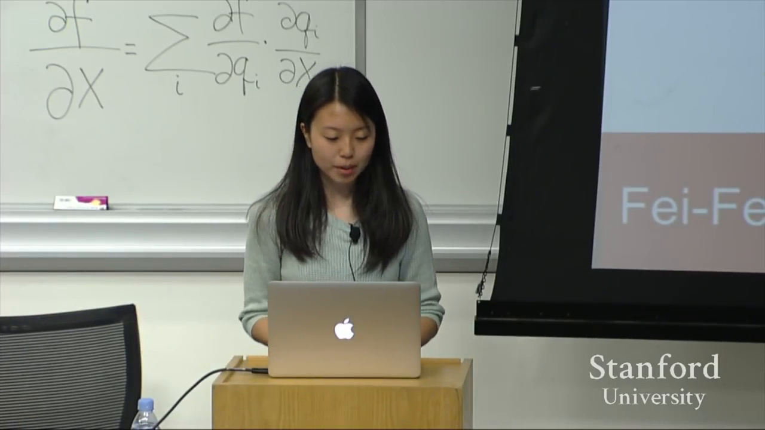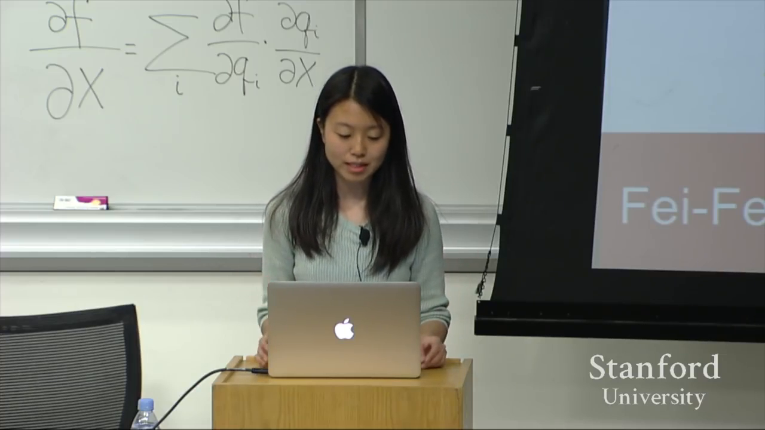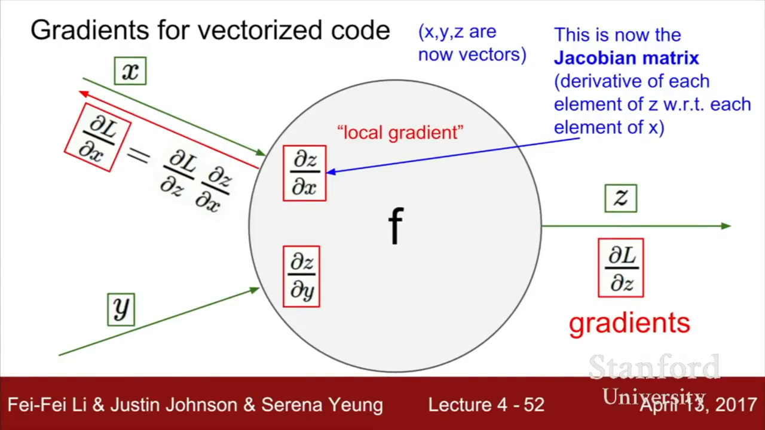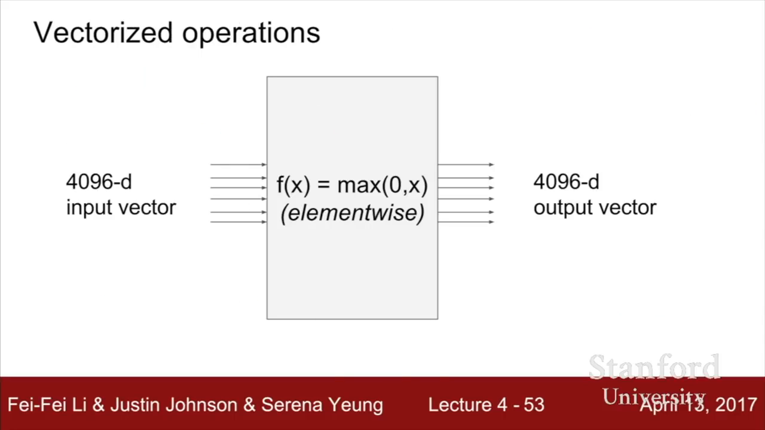Okay, so now that we've done all these examples in the scalar case, we're going to look at what happens when we have vectors. Now for variables x, y, and z, instead of just being numbers, we have vectors for these. Everything stays exactly the same, the entire flow. The only difference is that now our gradients are going to be Jacobian matrices. These are now going to be matrices containing the derivative of each element of, for example, z with respect to each element of x.